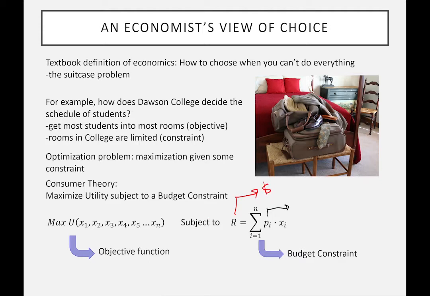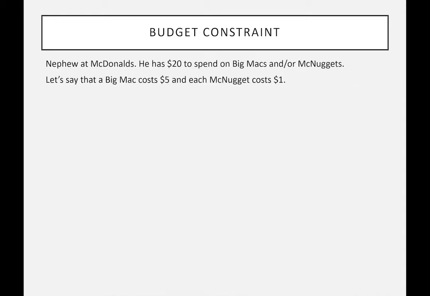Let's take a look at this in graphical terms. I won't be doing this mathematically, at least with equations, but I will be doing it graphically, so that's what we'll illustrate next. Let's consider a simple case. I've got my nephew, and he's coming to visit me in Montreal. His mother, my sister, gives him $20 to go to McDonald's, and let's say, for the sake of argument, that he can buy a Big Mac for $5, and he can buy a McNugget for $1 each.